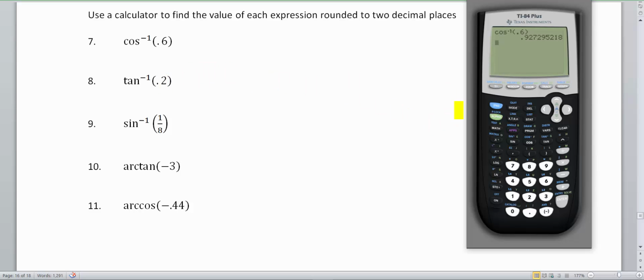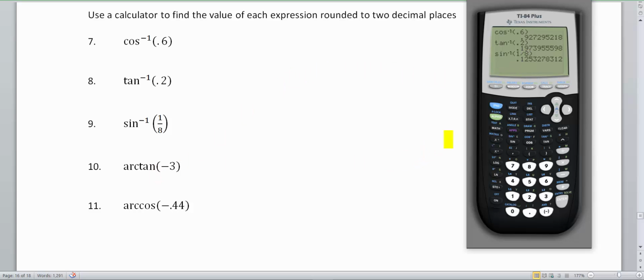To do inverse tangent, I click the second and the tangent key and type in 0.2, and close that off, and this gives me 0.2, because rounding this to 2 decimal places would give 0.20. Second sine, and now I'm going to type in 1 divided by 8, and these are all in radians, of course. You're wondering, how do I know that they're in radians? Well, they don't have degree symbols by them, so they're in radians. So this inverse sine of 1/8 of a radian, which is 1/8 of a 57.3 degree angle, is 0.13.